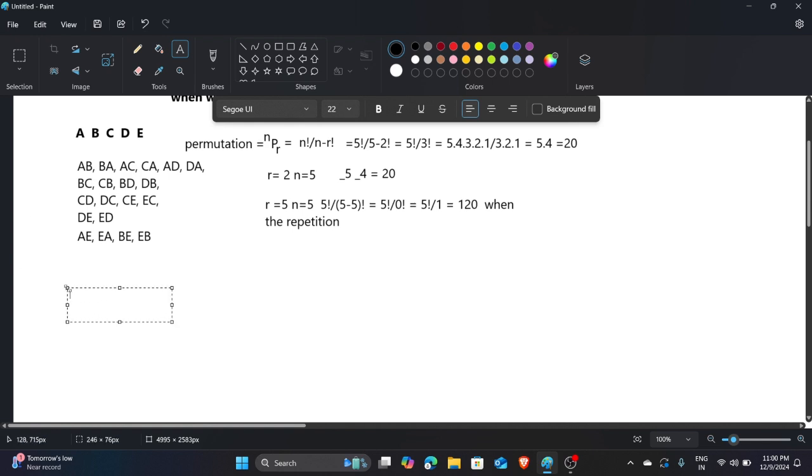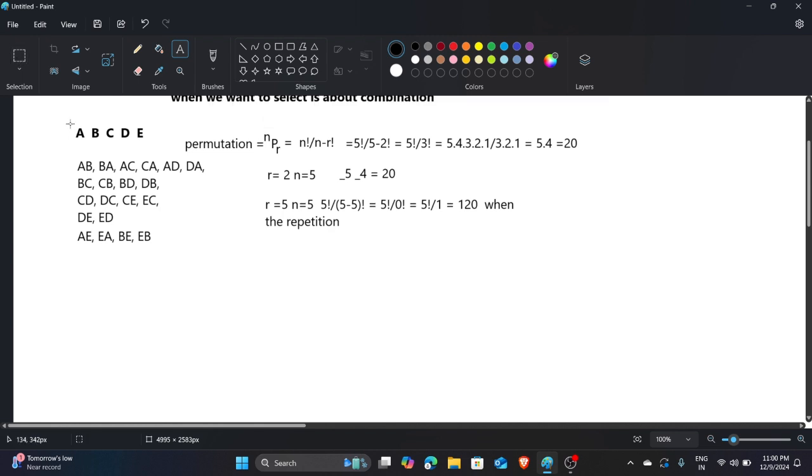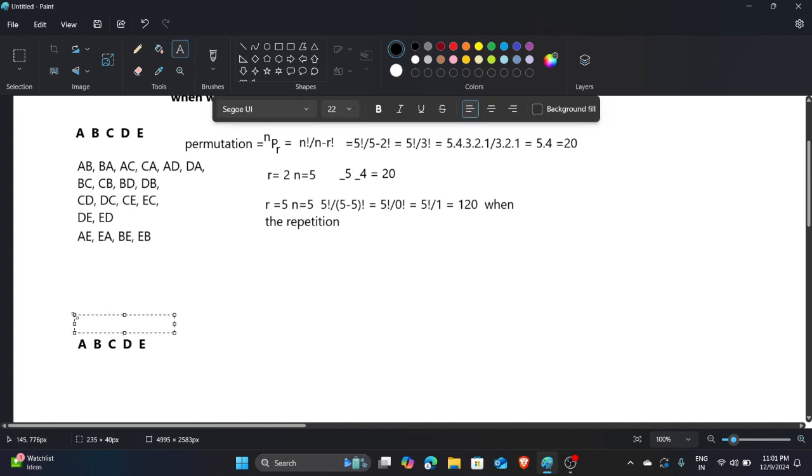Here I will write the combination example. So in combination, what happens? We can take A with B, no problem. Now we can't take B with A, because they are the same.